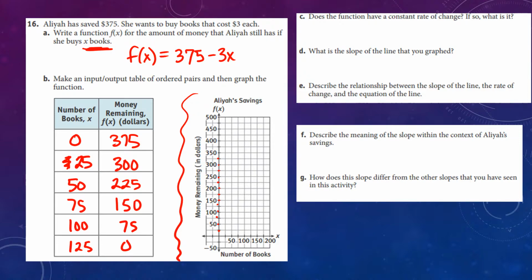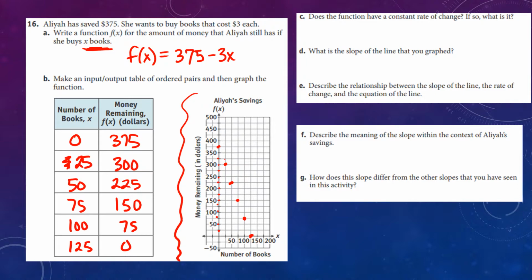So if we graph that, we'd start here, and then for 25 books, we'd have this much. 50 books, we'd have 225. 75 books, we'd have 150. 100 books, we'd have 75 left. Well, not us, but Aaliyah. And for 125, she wouldn't have any. So the graph would look like that. That's how much money she'd have every time she bought some more books.